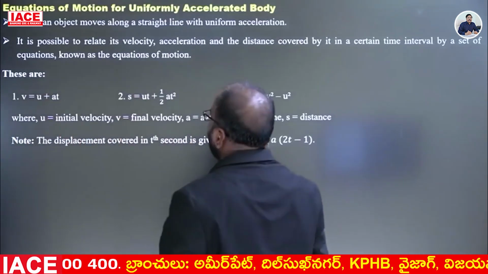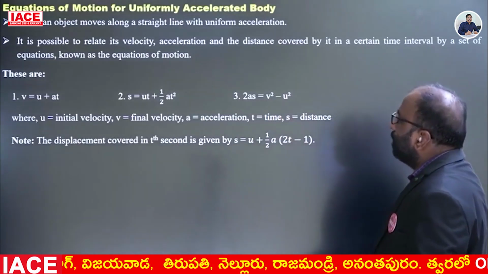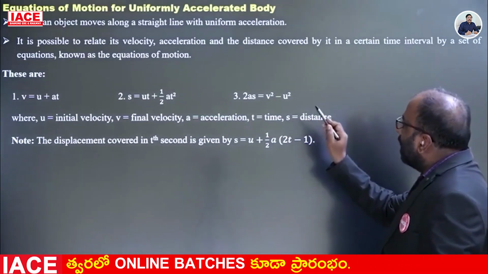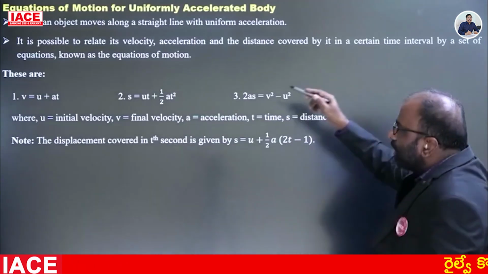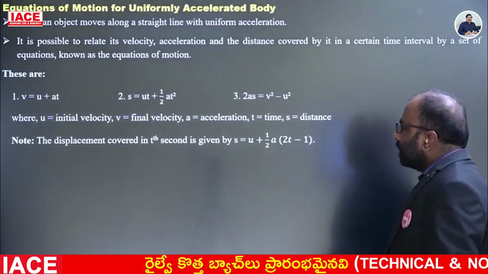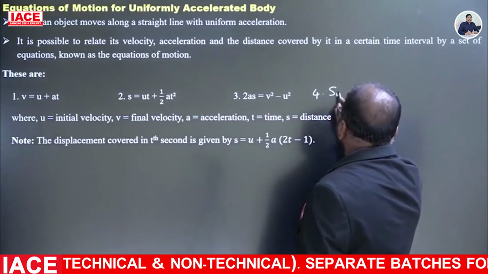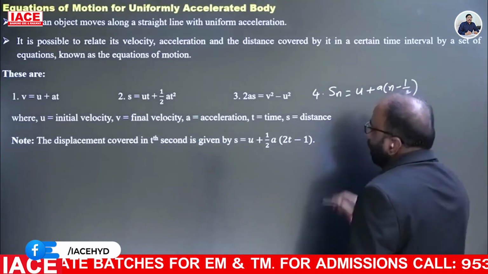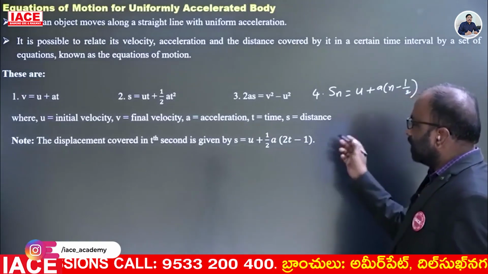See, equations of motion for a uniformly accelerated body. When an object moves along a straight line with uniform acceleration, it is possible to relate its velocity, acceleration, and the distance covered by it in a certain time interval by a set of equations known as the equations of motion. v is equal to u plus at, s is equal to ut plus half at square, v square minus u square is equal to 2as. Fourth one is sn is equal to u plus a into n minus half. In these formulas, u is the initial velocity, v is the final velocity, a is the acceleration, t is time, s is distance.